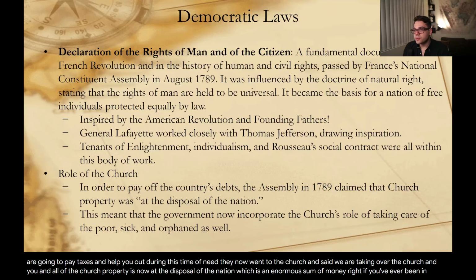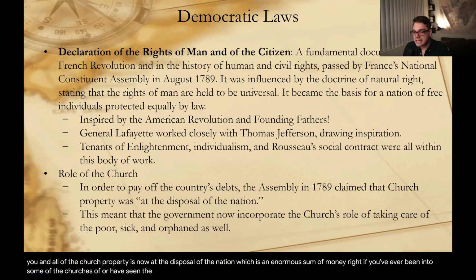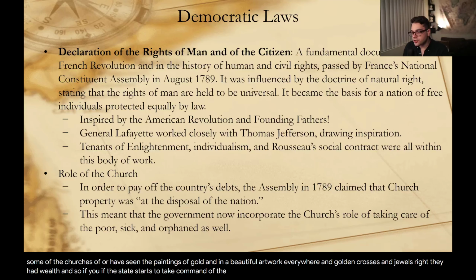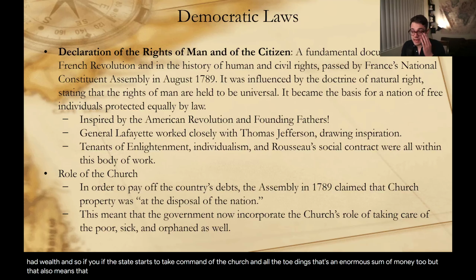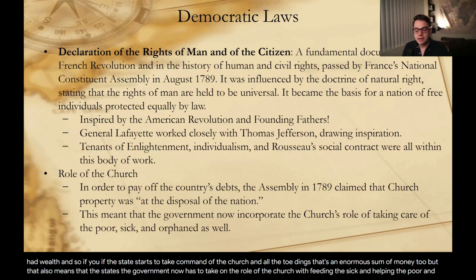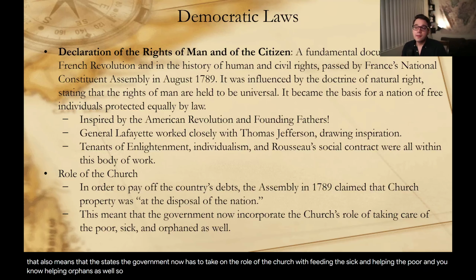If you've ever been into some of the churches or have seen the paintings of churches during this time, they're just filled with gold and beautiful artwork everywhere and golden crosses and jewels, right? They had wealth. And so if the state starts to take command of the church and all of its holdings, that's an enormous sum of money too. But that also means that the state, the government now, has to take on the role of the church with feeding the sick and helping the poor and helping orphans as well. So that was some of the role of what the church was doing for all these years as well.